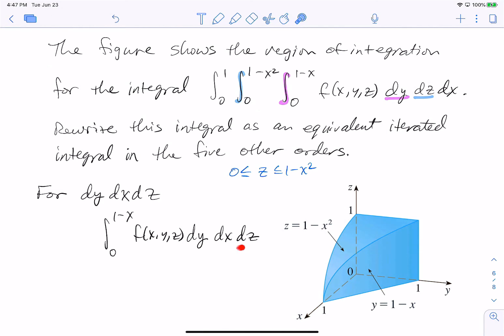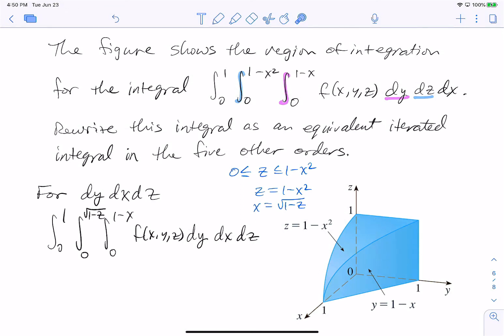In order to switch the order to dx dz, what we need to do is take the implied equation z equals 1 minus x squared and solve it for x. We will end up with x equal to the square root of 1 minus z. As far as the lower limit for x, we can see that in the original integral, all 3 variables have 0 as their lower limit. So we have, for limits of x, 0 and the square root of 1 minus z. And then for limits of z, we can see that for this region, z goes from 0 to 1.